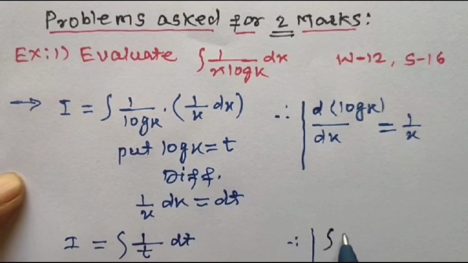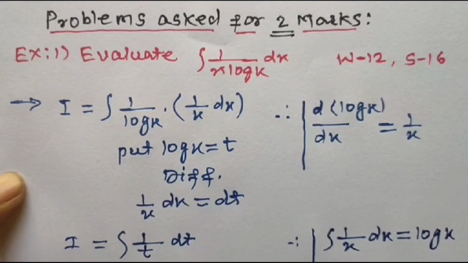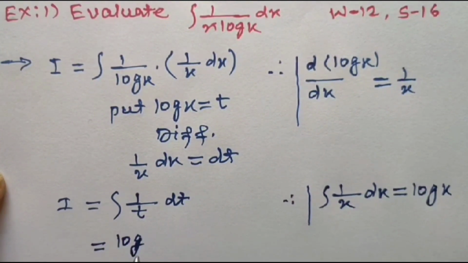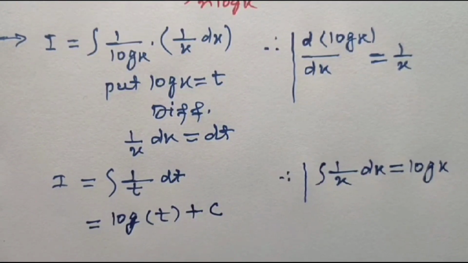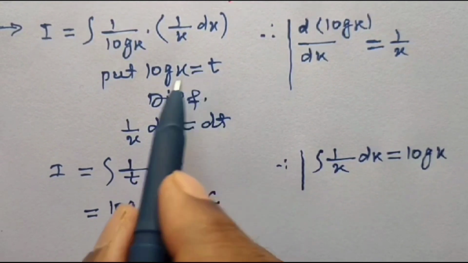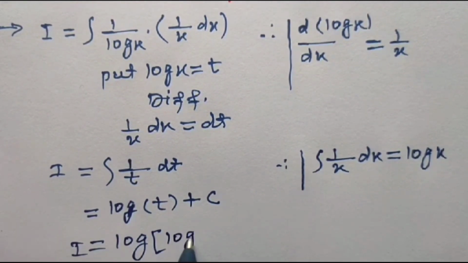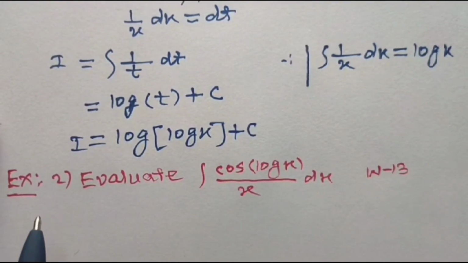And you know, this is a standard formula: 1 upon x integral with respect to x is equal to log x. Apply this formula, then this is equal to log t, logarithm of t, plus integral constant c. t is the new variable. We have to find the answer in the old variable. The old variable is x. So replacing t by log x in this result, I is equal to logarithm of log x plus integral constant c. This is the answer.